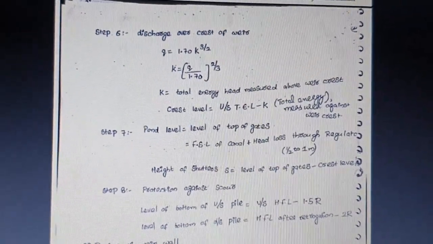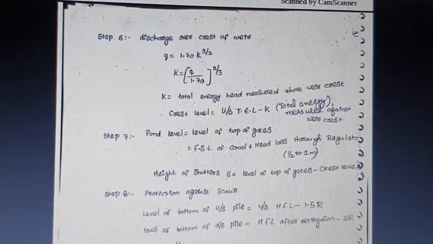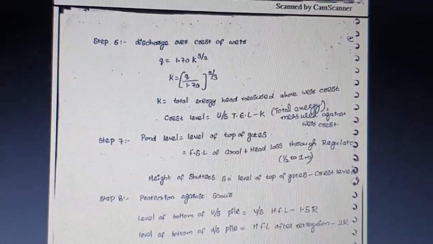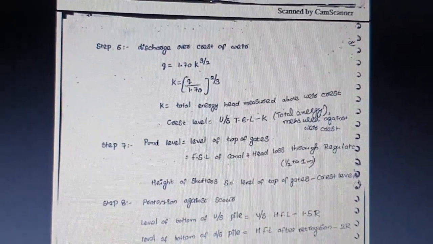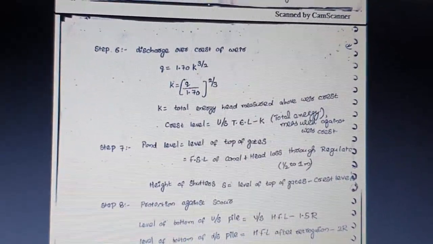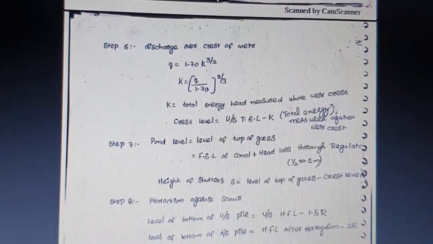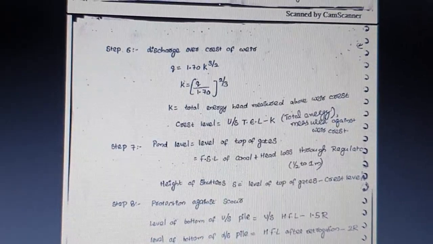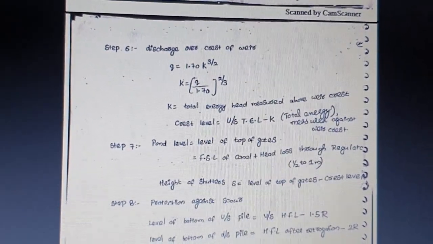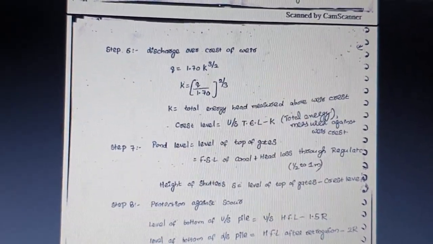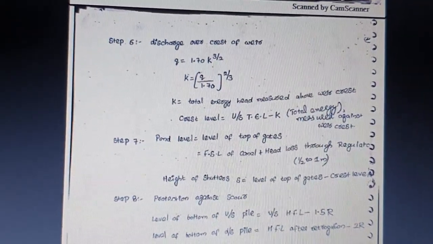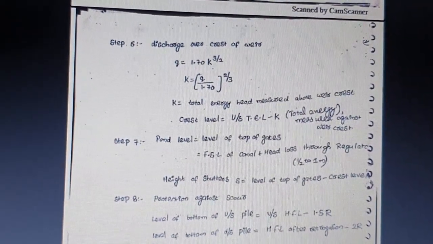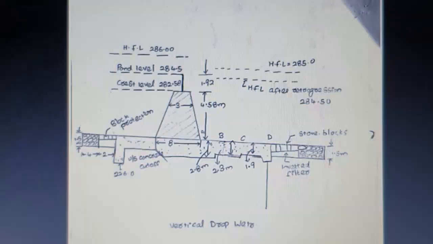Then the next one, step number 8, protection against scour, which is level of bottom of upstream pile, which is equal to upstream HFL minus 1.5 R, and level of bottom of downstream pile, which is HFL after retrogression minus 2R. These are the hydraulic calculations which we are going to do for the design of the vertical drop weir.